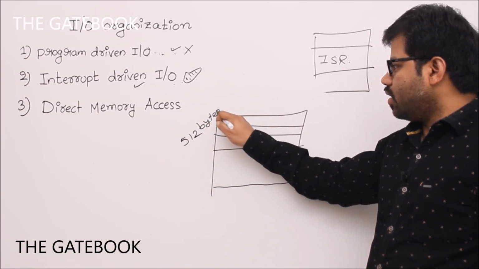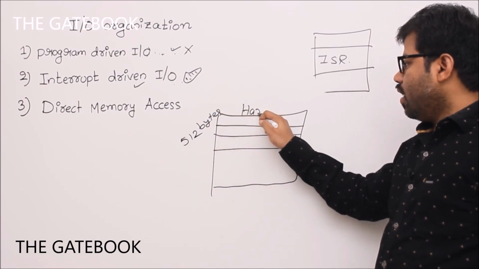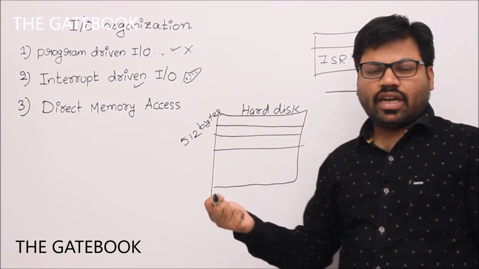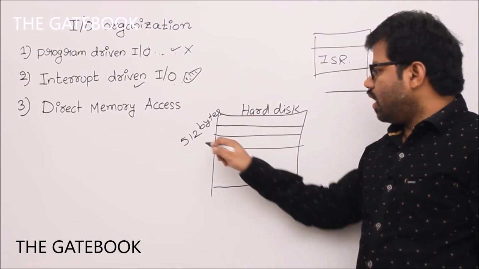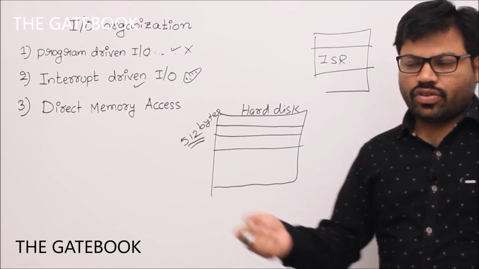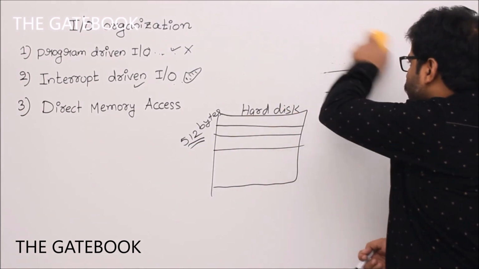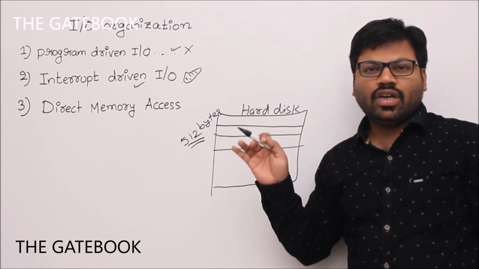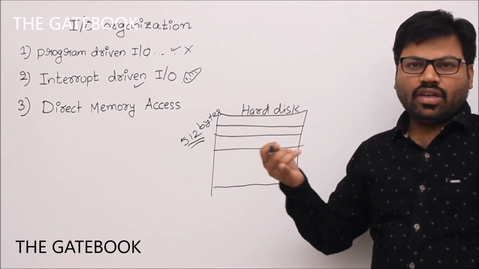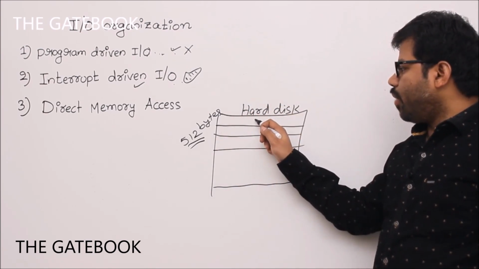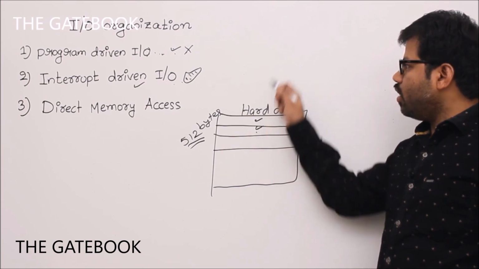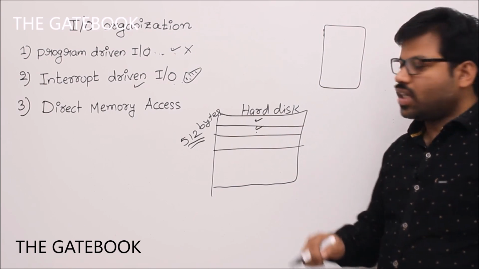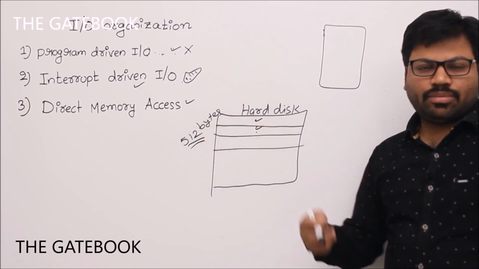Imagine this situation, for example, a hard disk. Generally, data transfer from hard disk to main memory is in blocks, and the block size is very huge, around 512 to 1024 bytes. In this situation, if you use the CPU for this data transfer, unnecessarily your CPU will be busy, correct? Because every byte should be taken by your CPU and transferred to main memory. So it takes a lot of time. So that's why direct memory access has been introduced.